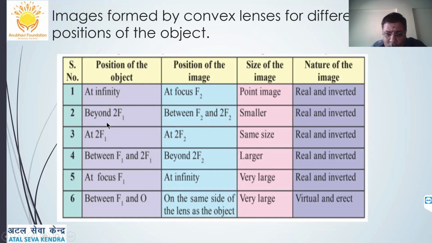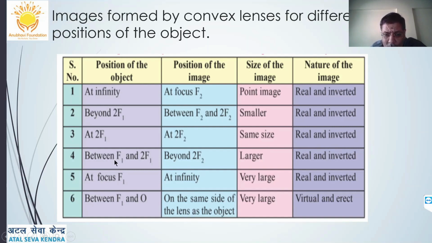Now, if the object is beyond 2f1, the image will be formed between f2 and 2f2, which is smaller than the object. It is real and inverted. Those which are real and inverted can be obtained on the screen. Then if the object is at 2f1, the image also is at 2f2 on the other side, sorry, same 2f2. It is the same size as that of the object. It is real and inverted.